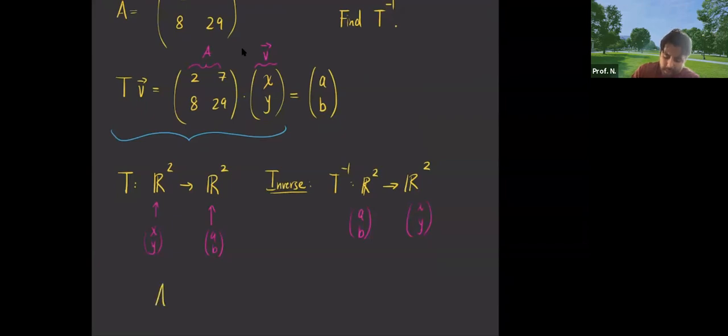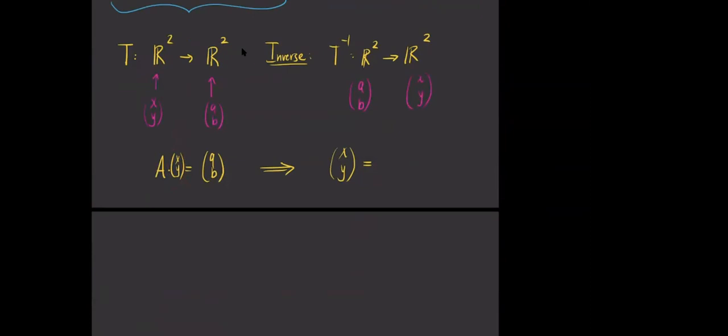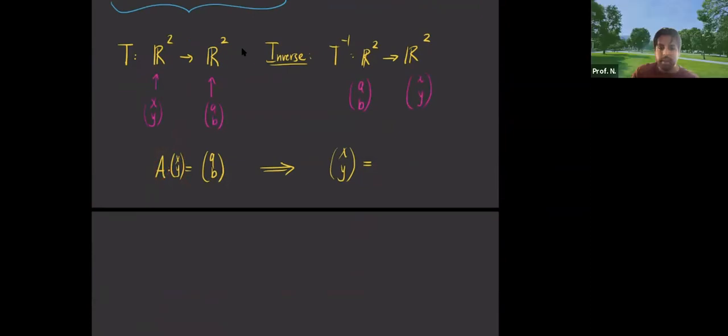So if A times V gives me AB, then what do I need to do to get V by itself? What do I need to do to get XY by itself? I have to multiply by the inverse of A. I have to find the inverse of A, right? So when I apply the inverse of A on both sides, what happens? I get XY by itself, and I get A inverse times AB.